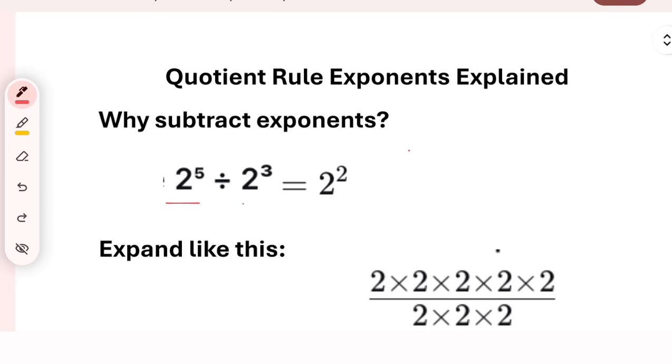Hello everyone, so here I will explain the quotient rule.